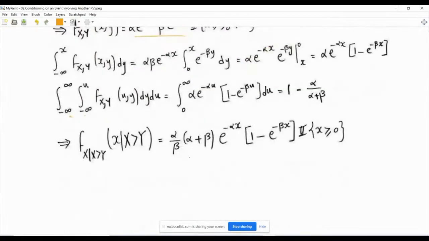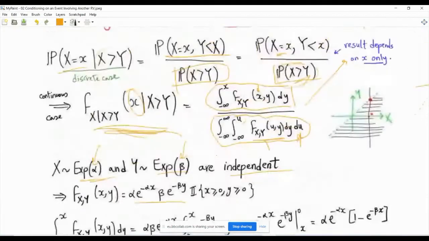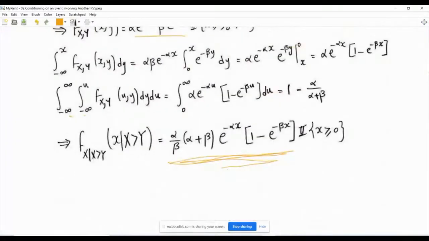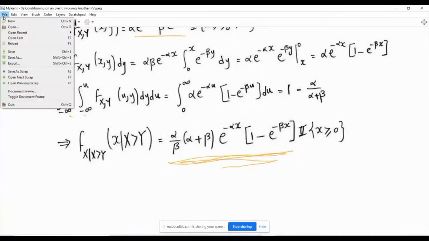Okay, and this is an example of the conditional PDF of x given this event that big X is greater than big Y. As you can see, it depends on a small x. Small y never appears here, but the joint PDF of big X and big Y definitely plays a role in obtaining such an expression. The expression, whether in the numerator or denominator, involves the joint. But again, no small y in the resulting expression.